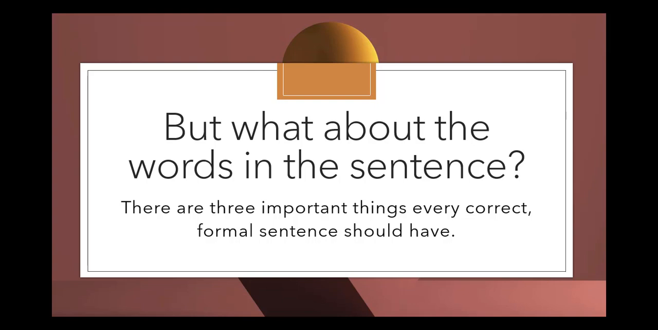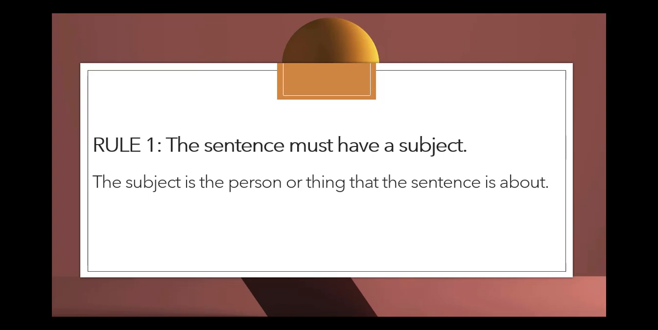Now, there are three important things that every correct formal sentence should have. And here I'm talking about formal writing that you would put in a textbook, in a newspaper article, in an essay, that kind of thing. All right, so we're talking about formal English here. So, rule number one is that a sentence needs to have a subject.